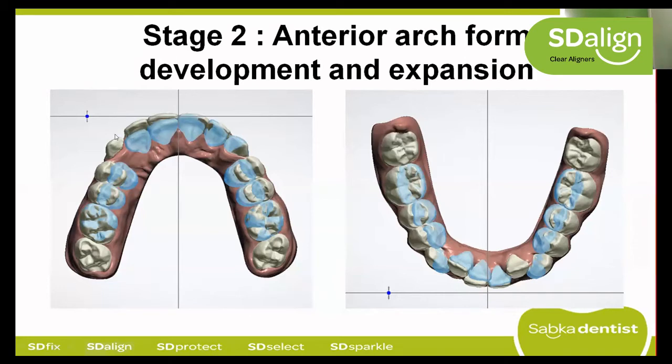The similar principle applies for the upper arch, where we are making enough space for the canine on the right hand side, and then only we are trying to get it down. So the first two stages are exclusively devoted to developing enough space for the most locked out tooth or most difficult tooth that needs to be moved.